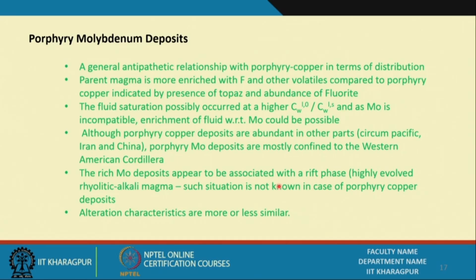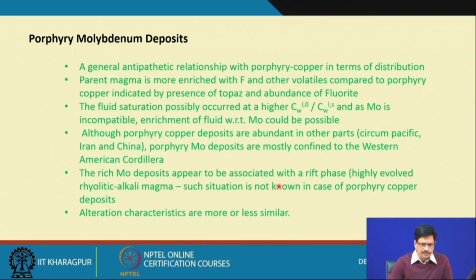whereas the richest part of the porphyry molybdenum deposits are associated with a situation which corresponds more to a rifting phase, where you have highly evolved rhyolitic and alkaline kind of magma which gives rise to porphyry molybdenum deposits, which is not known in the porphyry copper deposit situation. The alteration characteristics are more or less similar in the two types of deposits.